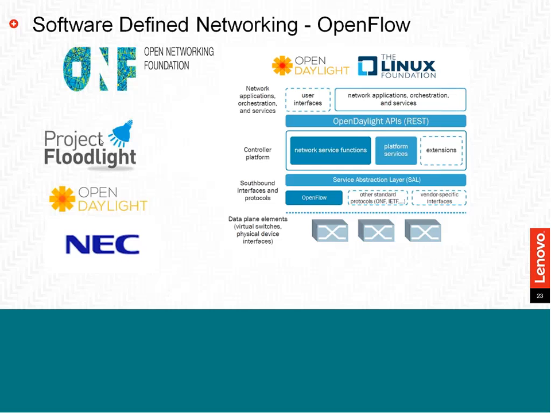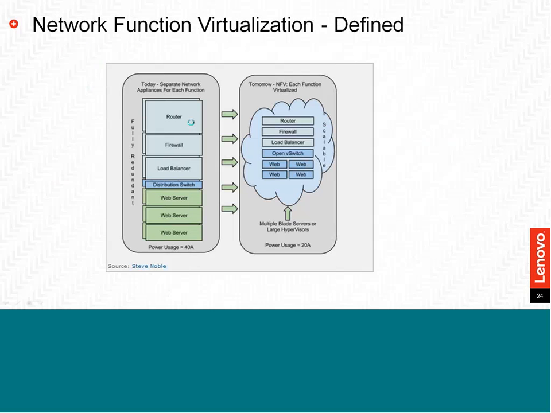Let's see. So my example earlier showed how network virtualization can be more efficient. It's just routing functionality, right? So I'm going from one subnet to another subnet. But really, there's something in addition to network virtualization called NFV, or network function virtualization. And that's kind of going one step further.